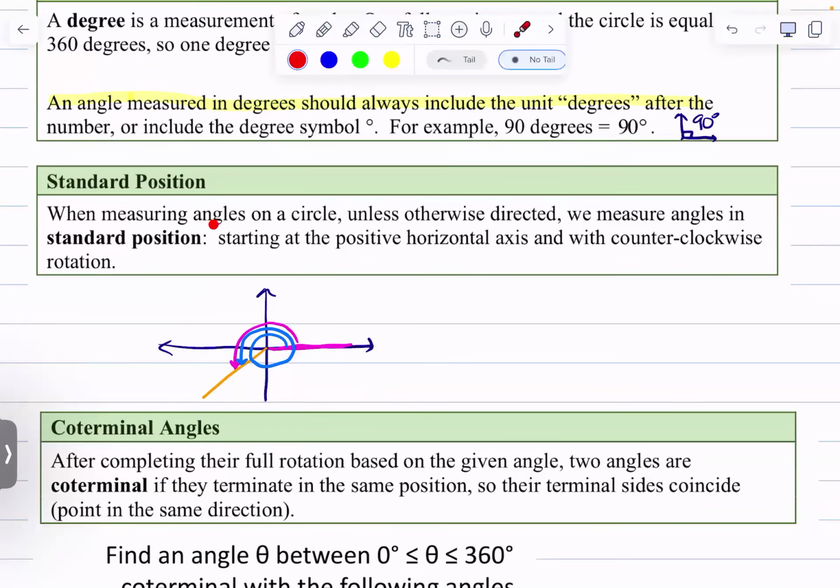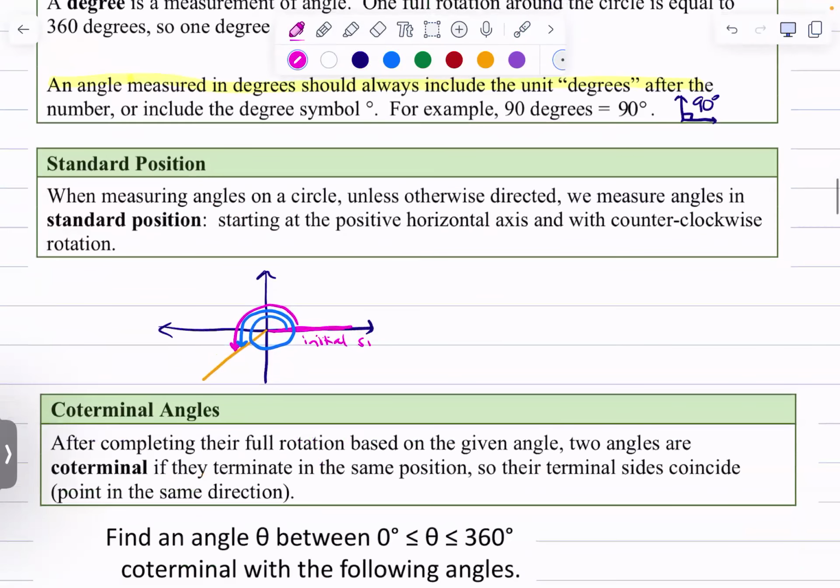Standard position. When measuring angles on a circle, unless otherwise directed, we measure angles in standard position, which means that we start at the positive horizontal axis. This is your initial side, the positive horizontal axis. Then we use counterclockwise rotation. You can go around once, or you can go around two times, and you can end up in the same spot.